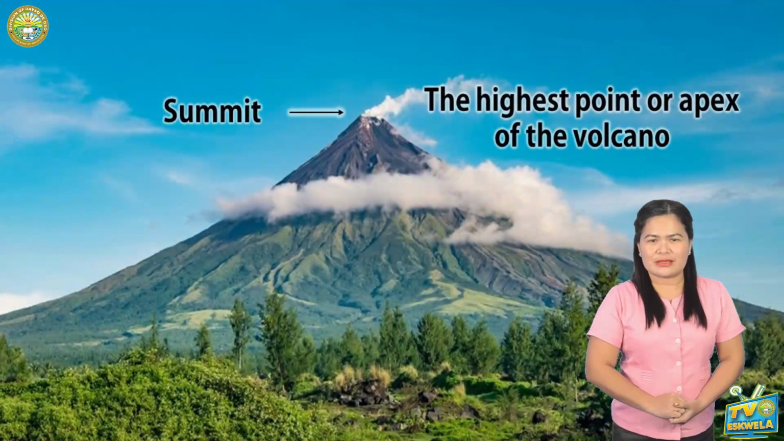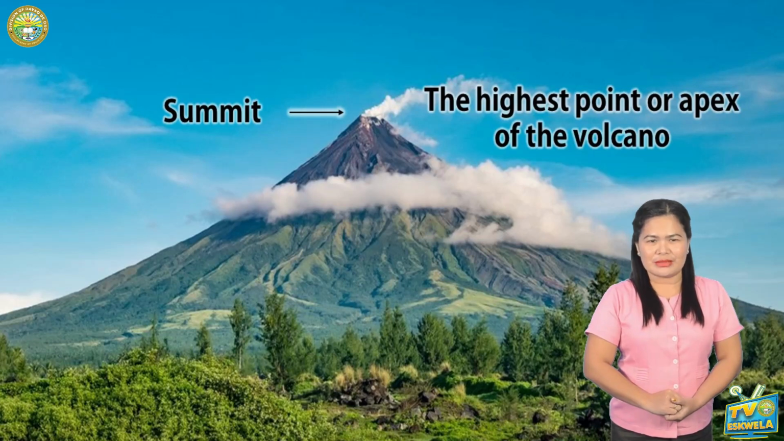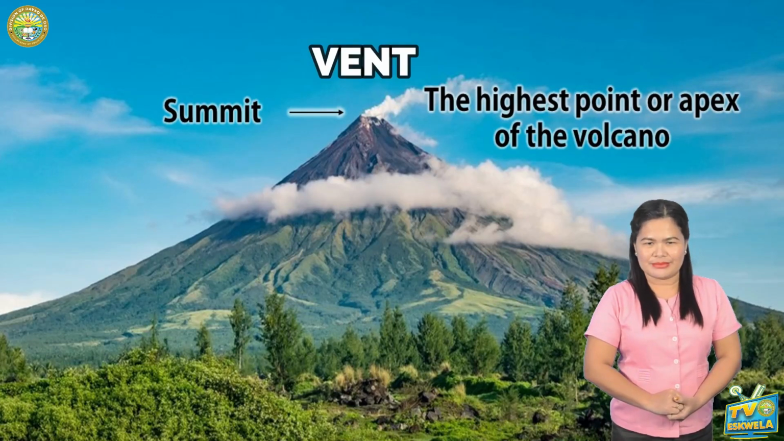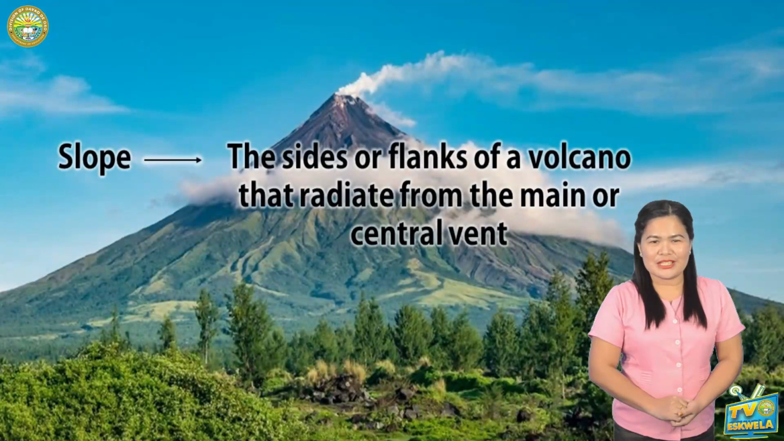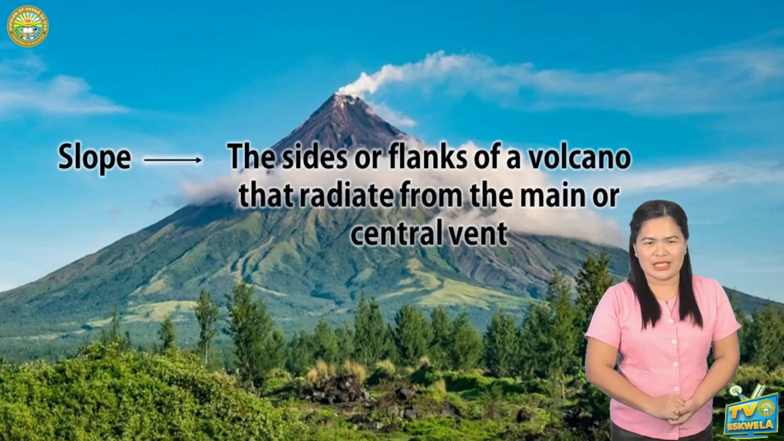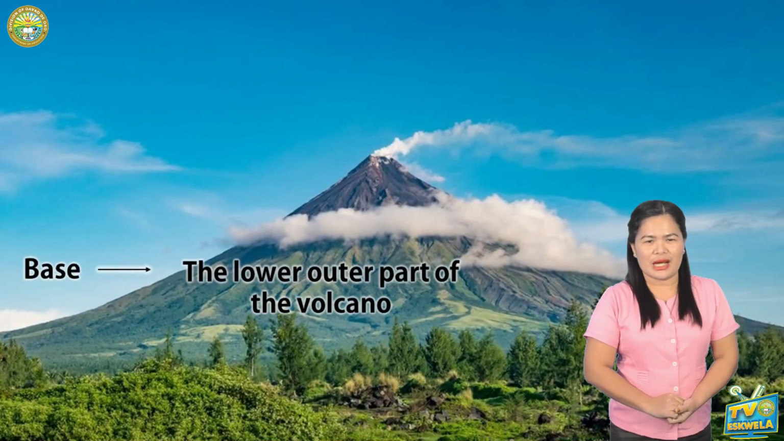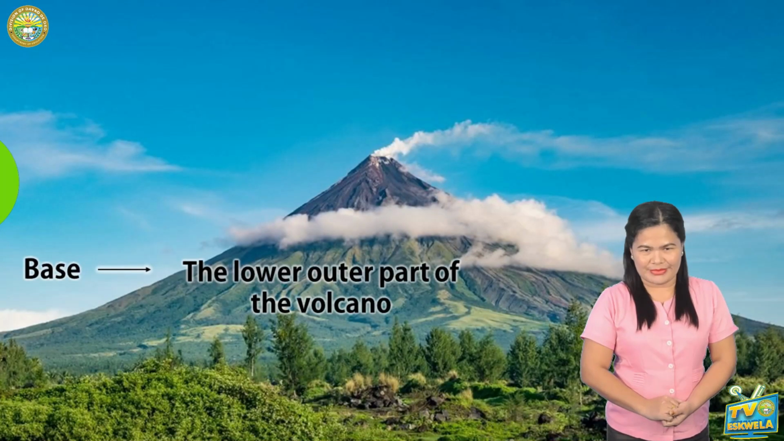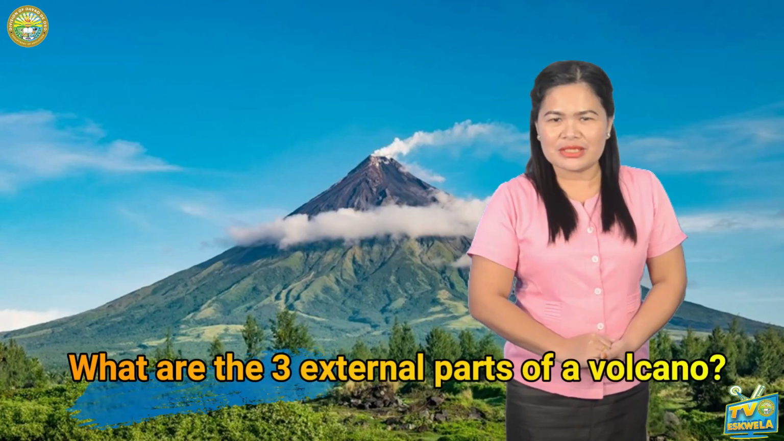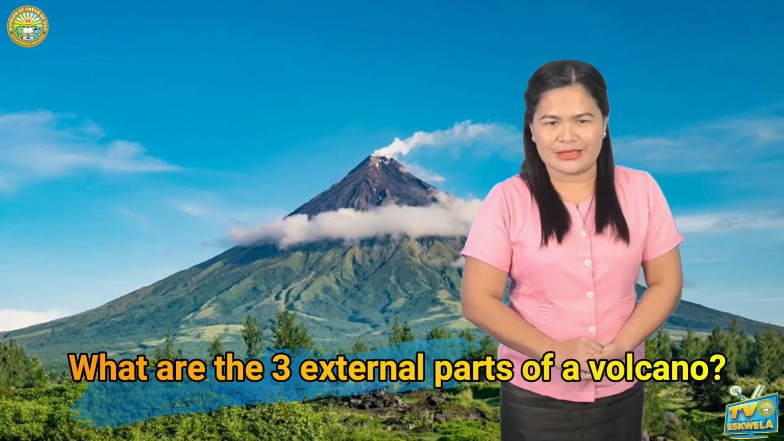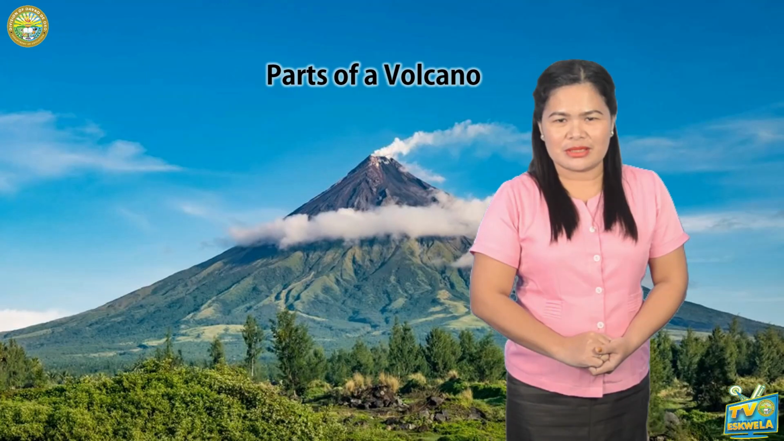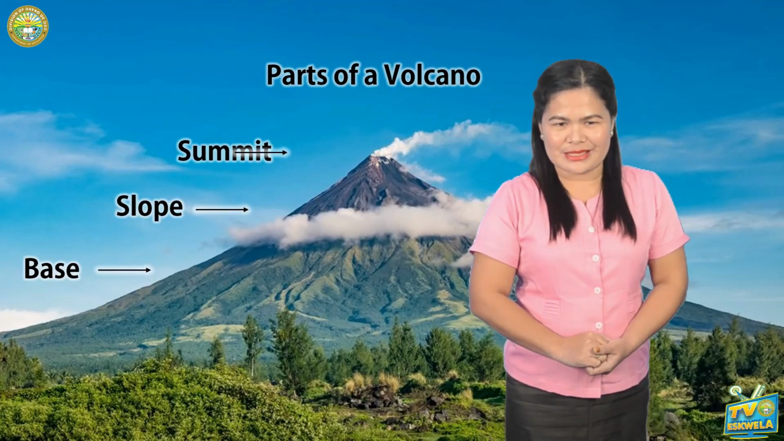The summit is the highest point or the apex of the volcano. At the summit, you have an opening called vent. The slopes are the sides or flanks of a volcano that radiate from the main or central vent, while the base is the lower outer part of the volcano. Again, what are the three external parts of a volcano? Very good! These are the summit, the slope, and the base.